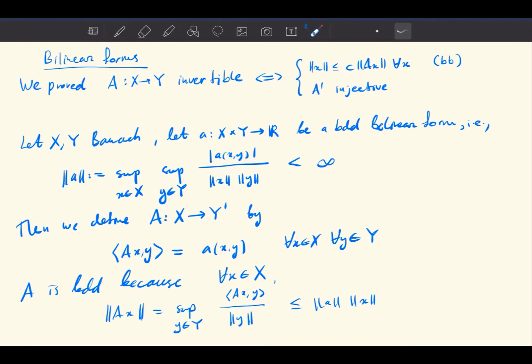So we assume that we have X and Y Banach spaces, and we have a bounded bilinear form defined on X and Y. Bounded means that this supremum is finite. And once we have this bilinear form, we're going to define this linear operator from X to Y prime. We need to note that now actually we have to take the range space, or codomain space, as Y prime.